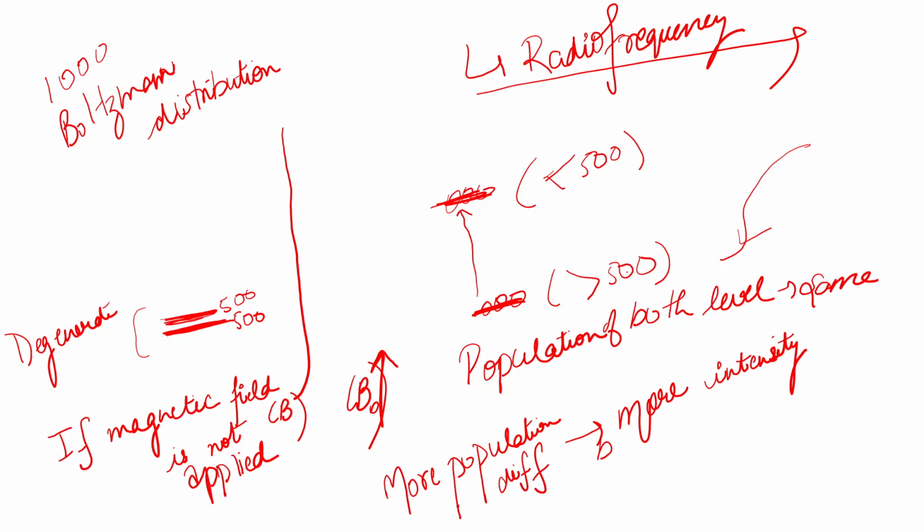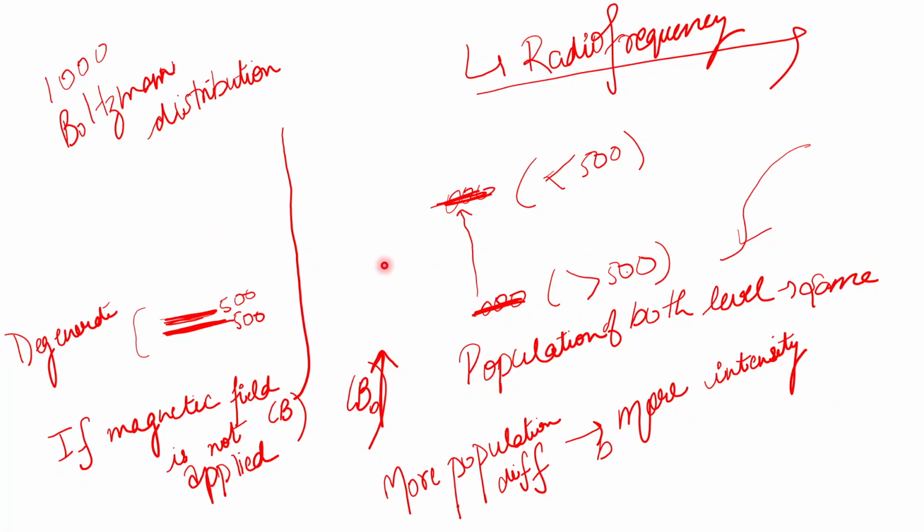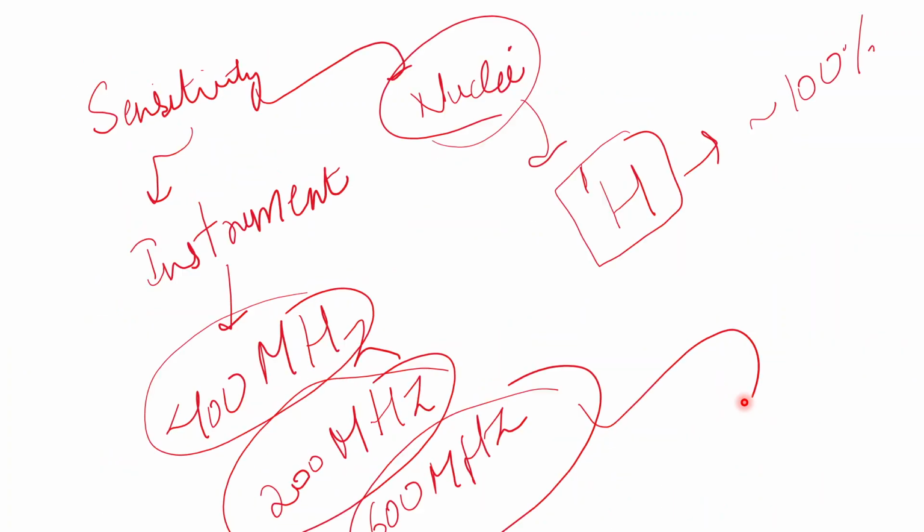Then we discussed the Boltzmann distribution. If you're not applying a magnetic field, both the energy levels will be degenerate. But when you apply a magnetic field, the degeneracy breaks, and if there is more population difference, it corresponds to more intensity. Now, how will you tell about the sensitivity? For NMR you can tell on the basis of the nuclei or the instrument. Suppose one instrument is 400 megahertz and another is 200 megahertz. The 400 megahertz has more frequency, therefore it is the more sensitive instrument. On the basis of nuclei, since the natural abundance of proton is more, it is more sensitive.